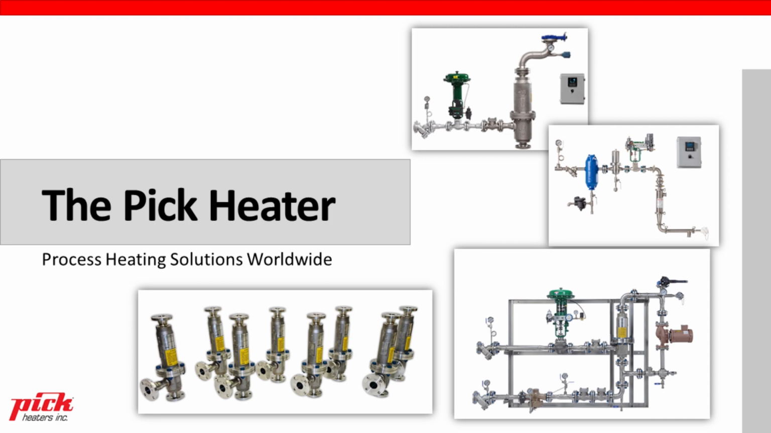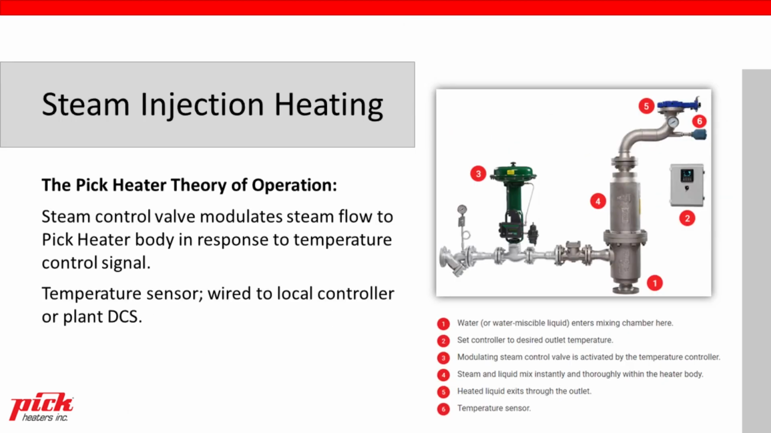So next, talking about the PIC steam injection heater itself. The theory of operation here is, if everybody can see this diagram, the steam control valve, which is item number 3, modulates the steam flow into the PIC heater body, which is item number 4, in response to the temperature control signal. So if you have a temperature set point at item 2, the temperature controller, and then you also have a temperature sensor, item 6, that's going to sense the water that's leaving the unit.